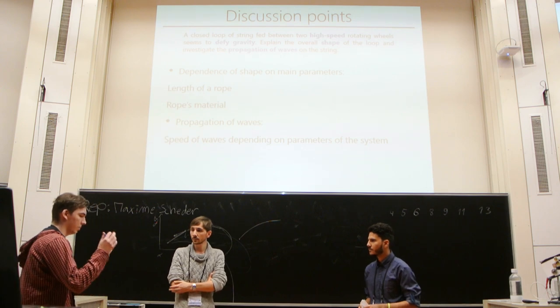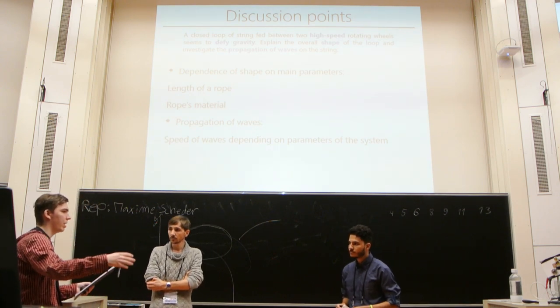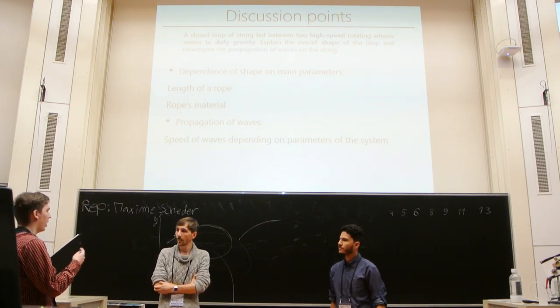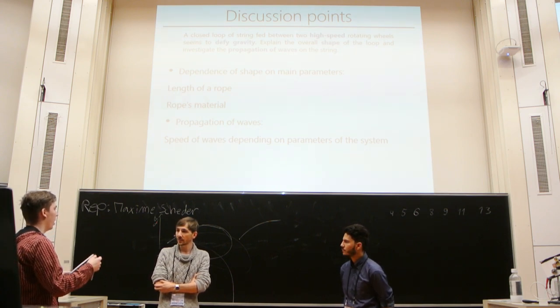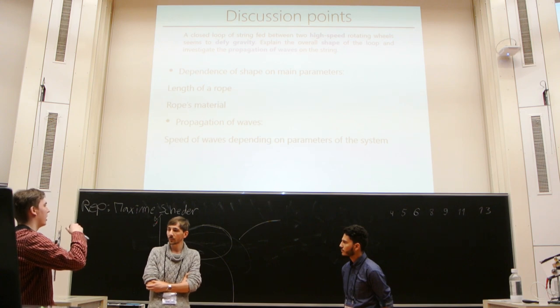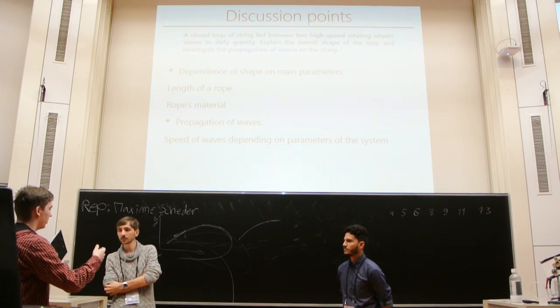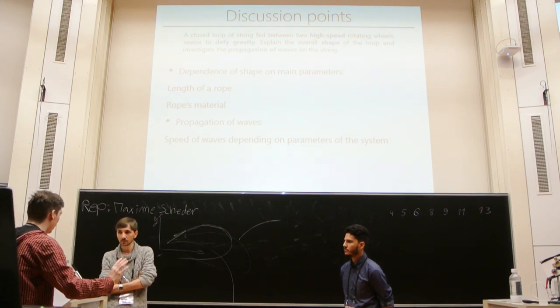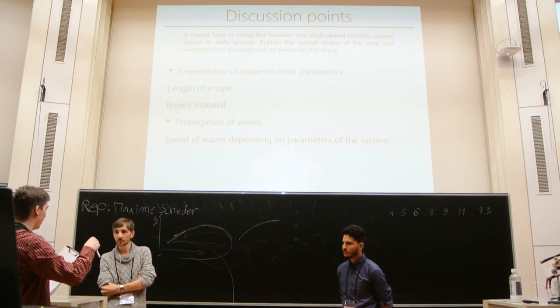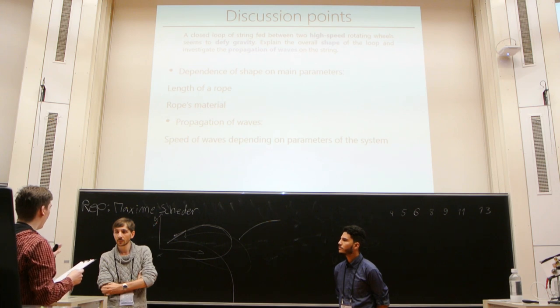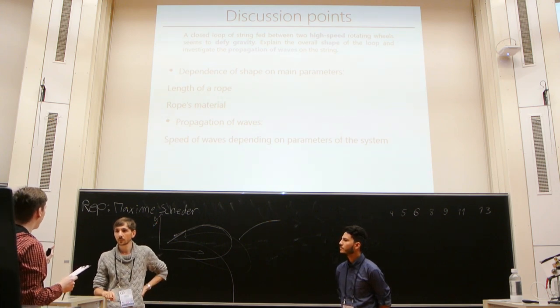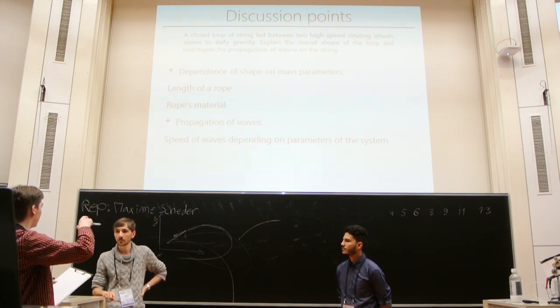Okay, and as we already touched the propagation of waves, how does it experimentally depend on the different parameters of the system? The wave propagation. If we eliminate the instability during the motion, we will get a better result. I want you to describe the damping of these waves.